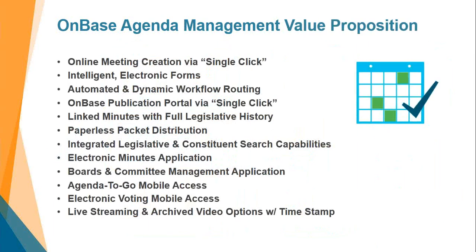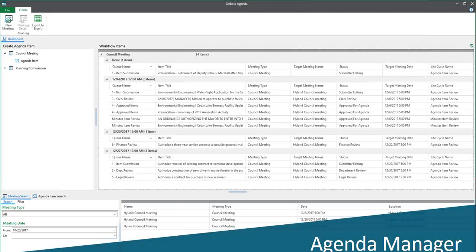Value proposition, I won't read through all of these different bullet points. Again, it's encompassing a system that is looking to make the process more efficient. So we say single click a lot of times in here, paperless distribution, those types of things. We're helping to manage that, make clerks more efficient at their jobs. This isn't a replacement tool by any means. We're streamlining that process and giving people access to information, hopefully quicker.